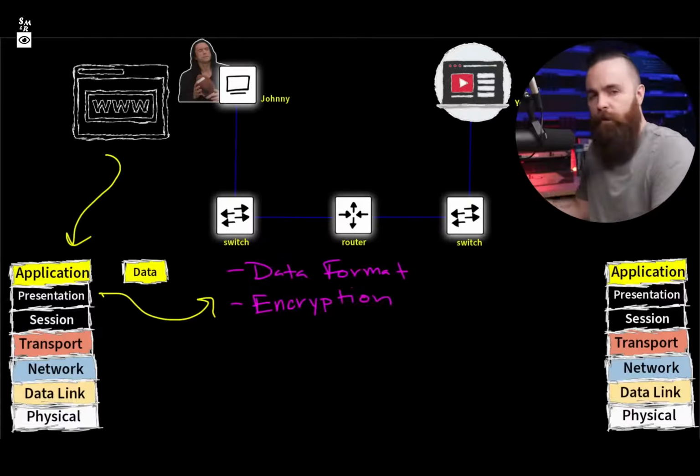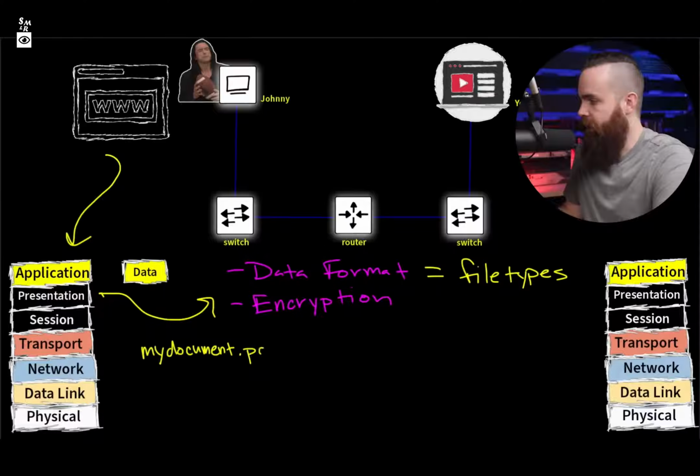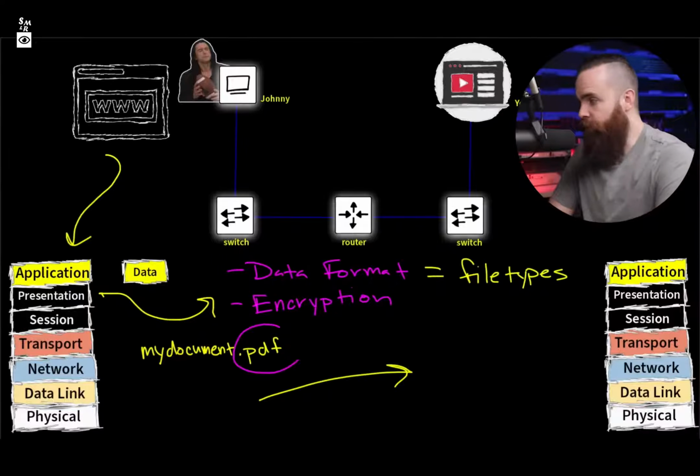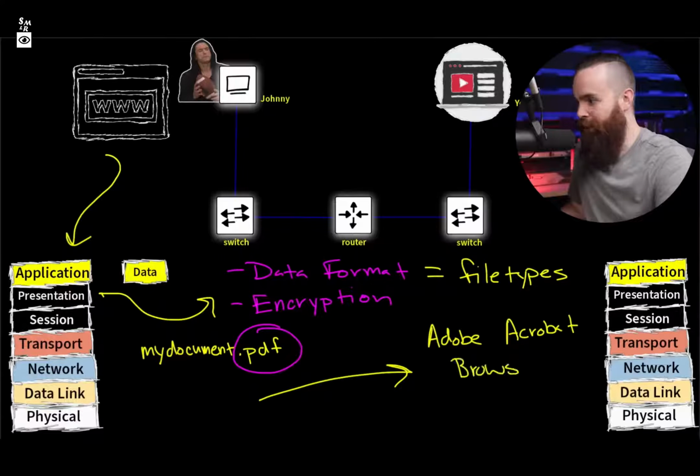Now, data format, what does that mean? One way to think about data formats is to think about file types. Let's say I send you a document. It's called mydocument.pdf. When you try to open that document at your computer, what happens? Well, it opens because you've got programs and applications that know how to use PDF documents. That's the data format. Adobe Acrobat, even most browsers can open up PDF documents no problem. It's a common format that we've all agreed to use for things like this.